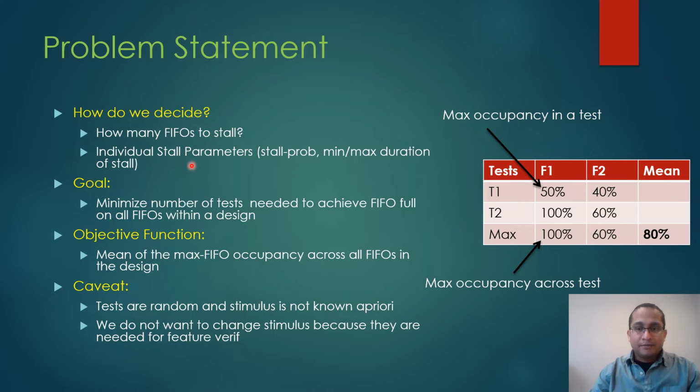So in short, we want to do all these things assuming that tests are random and we do not know the stimulus a priori. The other thing is we do not want to change the stimulus, because these tests that we're going to run are needed for feature verification and are vetted by coverage. So we just want to test the cross coverage of these tests run with random stalling enabled.